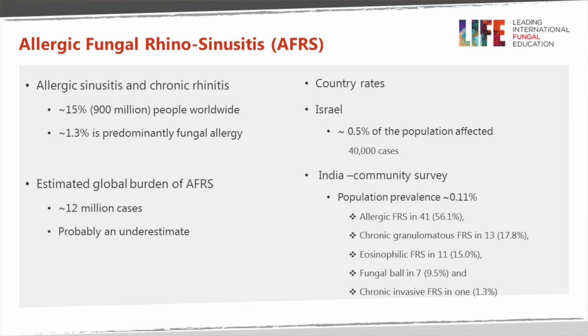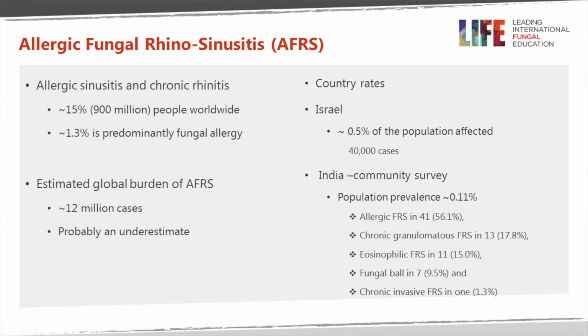Fungal rhino-sinusitis is also pretty common. There's a lot of people around the world with chronic rhinitis, and 1.3% are thought to be fungally related. This is not a terribly severe disease for most patients, and so it doesn't come under the radar a lot, but we think there's maybe around 12 million patients worldwide with AFRS. They've looked at it quite carefully in Israel, and about half the population are affected there.